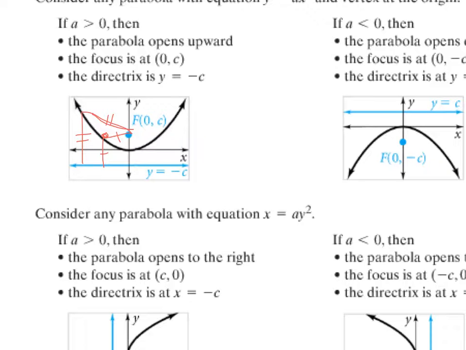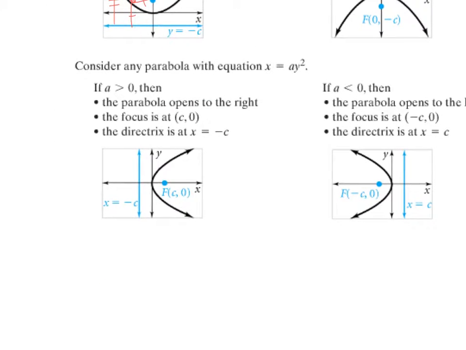So the focus is always inside the parabola, and the directrix is always outside the parabola. If you have a parabola that's opening up or down, the directrix is a horizontal line, so that's why it's y equals. If you have a parabola that's opening side to side, left and right, the directrix is always a vertical line, which is x equals. See how the focus is inside the parabola in both situations?